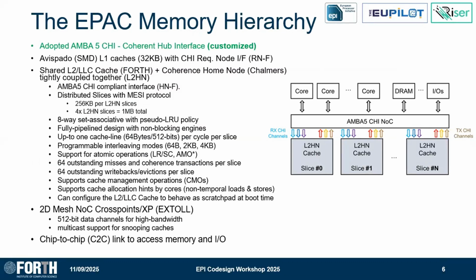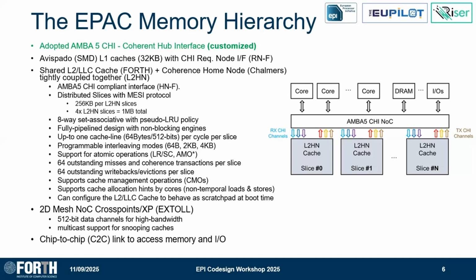So what we did at this stage was to adopt the AMBA5 CHI protocol. It was issue B at that time and went a bit to issue C. And one of the things we did, we selected the subsets of the protocols, the opcodes that we needed for our purposes, and then built all the hardware based on this.